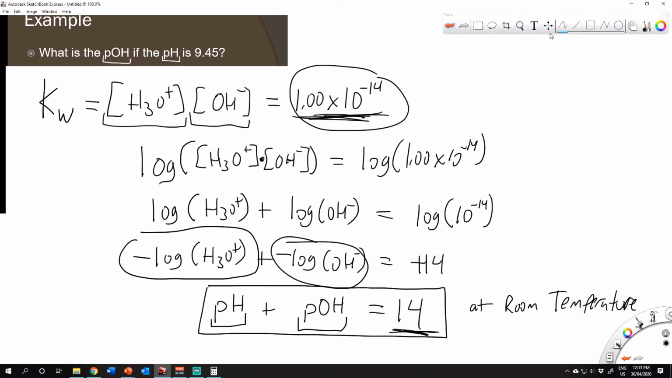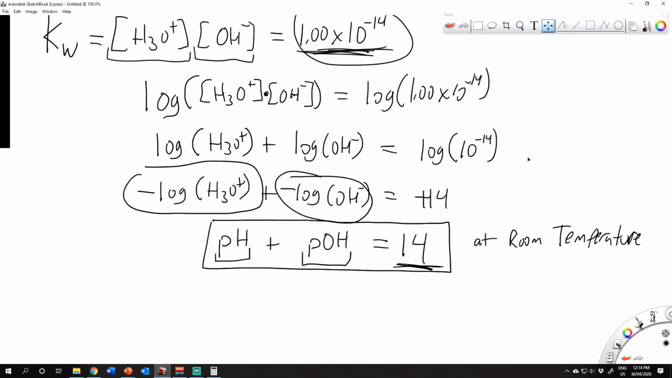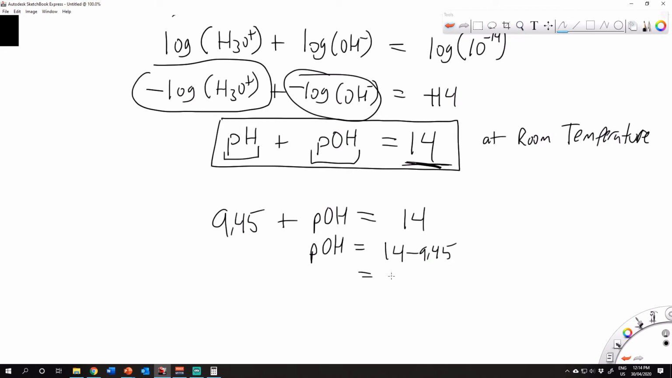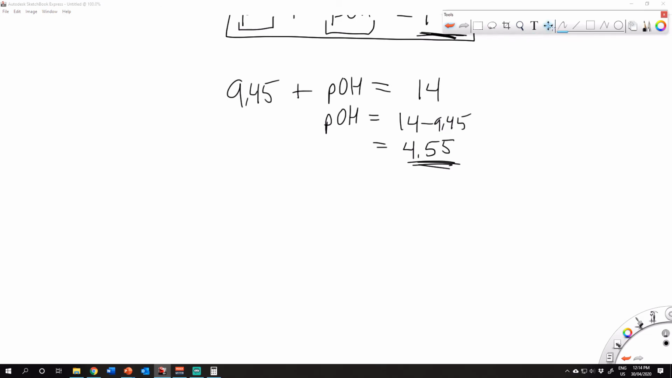So if we go back to our example, we're asked to find the pOH if the pH is 9.45. Well, because of this proof here, I know that my pH and pOH added together have to equal 14. So if my pH is 9.45 and my pOH is unknown, both of them together have to add to 14. So my pOH is going to be 14 minus 9.45, which is going to be about 4.55. There we go.